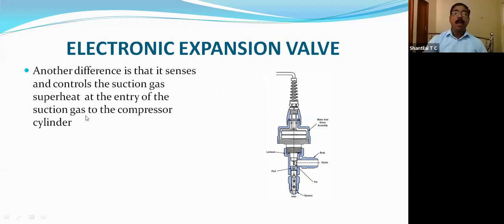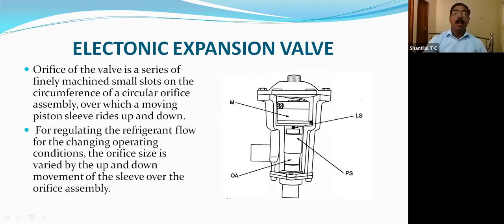And the orifice of the valve, here you can see one round orifice. The orifice of the valve is a series of finely machined small slots on the circumference of a circular orifice assembly, over which a piston sleeve rides up and down. You can see here a series of finely machined small slots on the circumference of the circular orifice assembly. This piston sleeve, PS, rides up and down. The sleeve moves up and down to regulate the refrigerant flow for changing operating conditions. The orifice size is varied by the up and down movement of the sleeve over the orifice assembly.